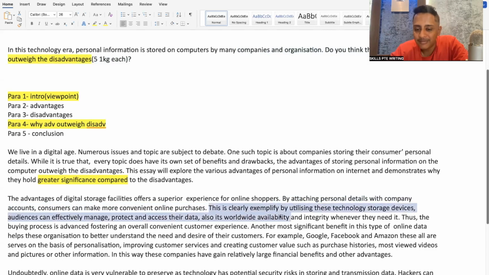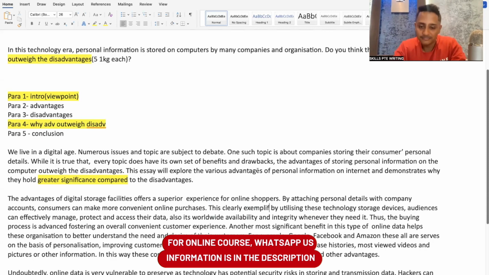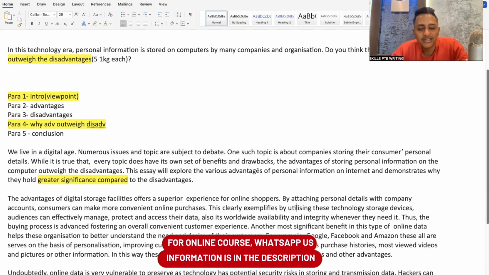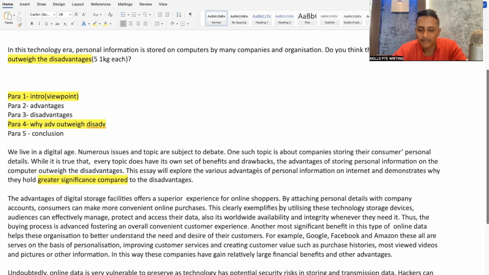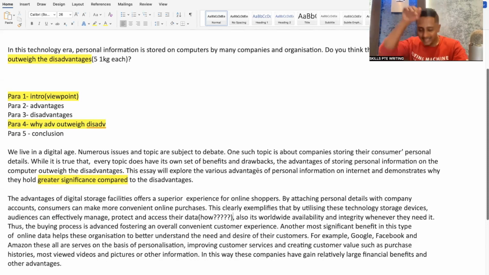This is clearly exemplifying. This exemplify is wrong. This is eat, this is eating, this is eaten. So this clearly exemplifies. All this is accountable for grammatical errors. This clearly exemplifies that by utilizing these technology storage devices, audiences can effectively manage, protect, and assess their data. How? How? That is exactly what I want.